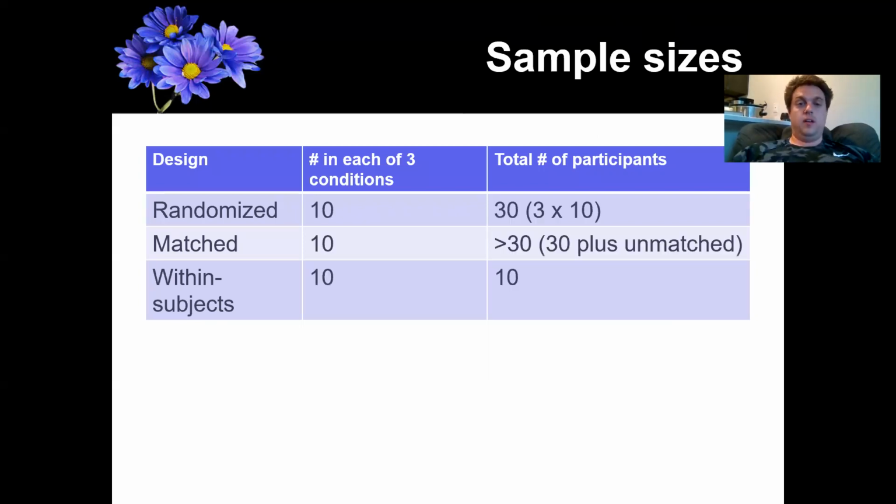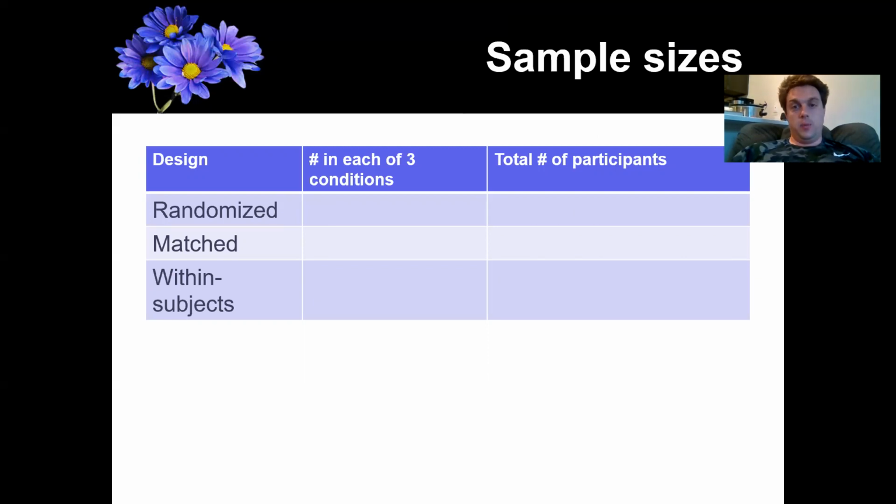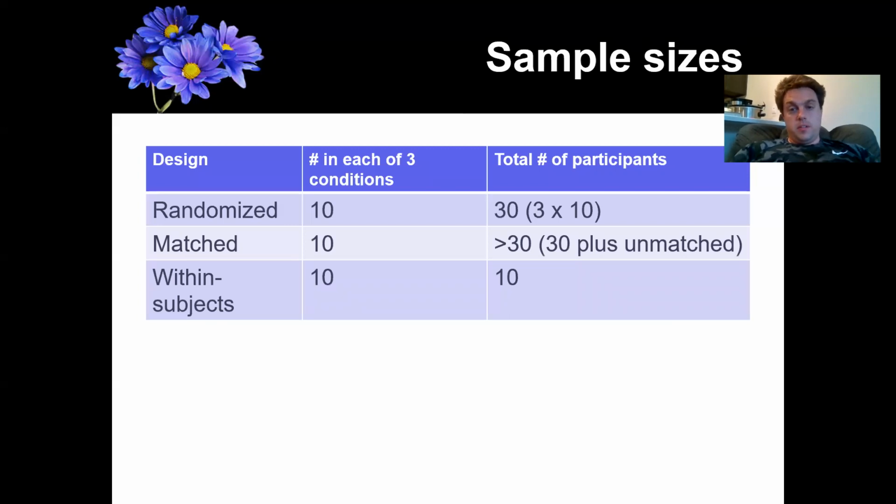Well, in a randomized design, let's say we have three conditions and we want 10 people per condition. Well, the total number of participants is going to be 30 if I used a randomized between subjects design, because I want 10 per condition and I'm going to have three conditions, so I need 30 total. So that's not too bad, but again, randomized isn't the best for controlling extraneous variables.